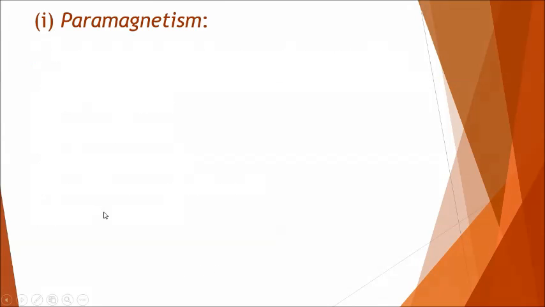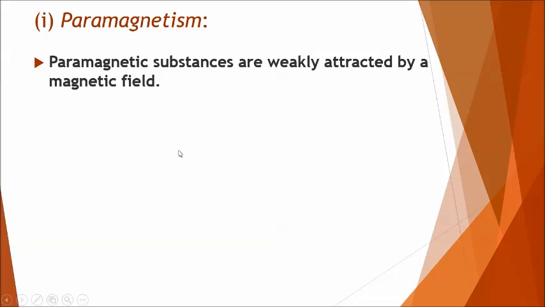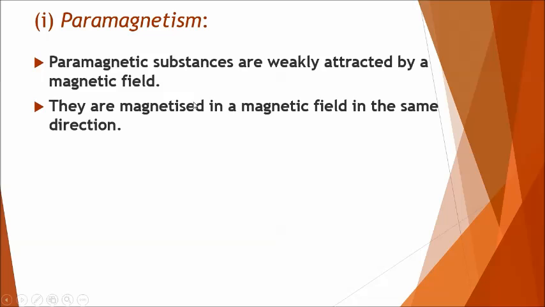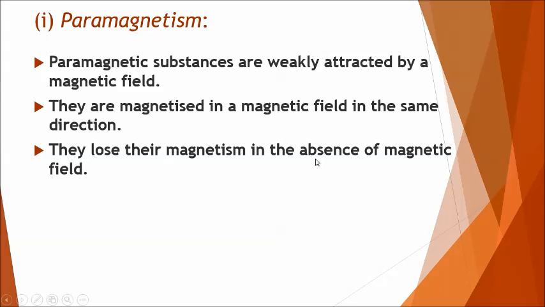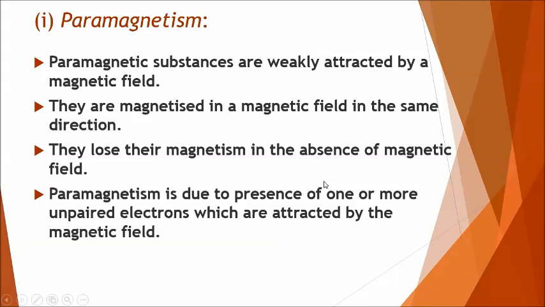We'll talk about paramagnetism. These are substances which are weakly attracted by a magnetic field. They are magnetized in a magnetic field in the same direction. They lose their magnetism in the absence of a magnetic field, and it is due to the presence of one or more unpaired electrons which are attracted by the magnetic field.